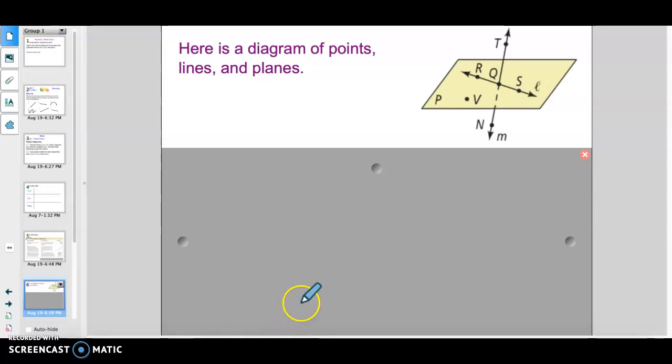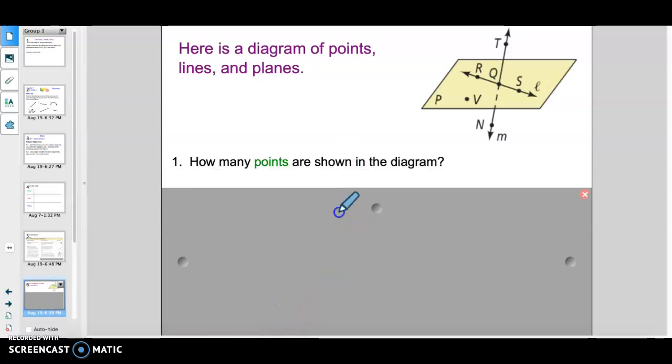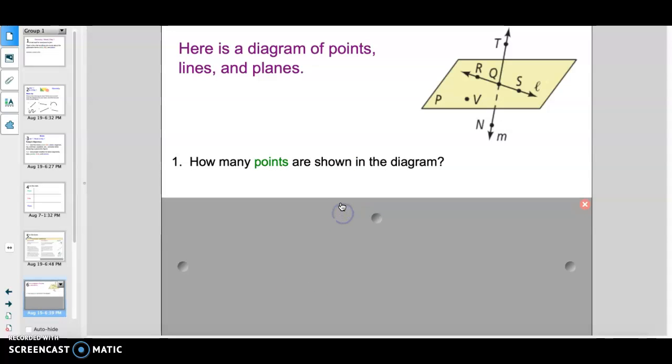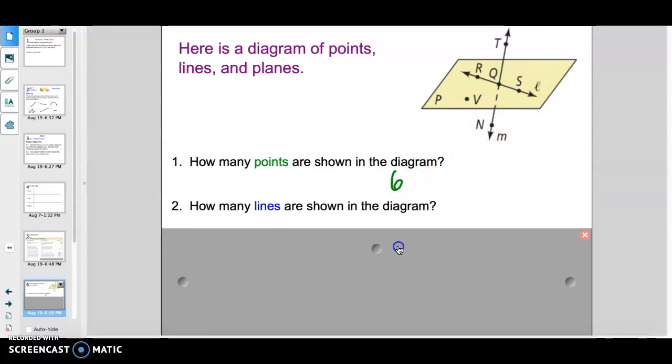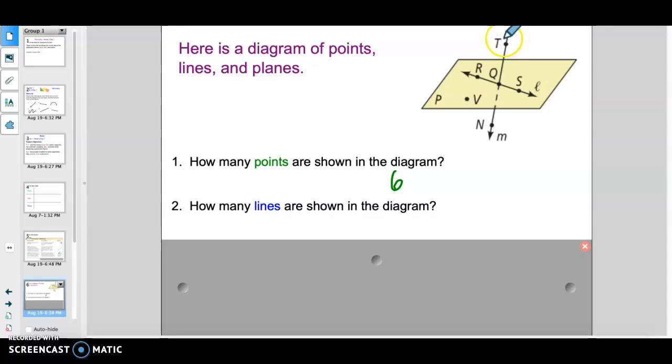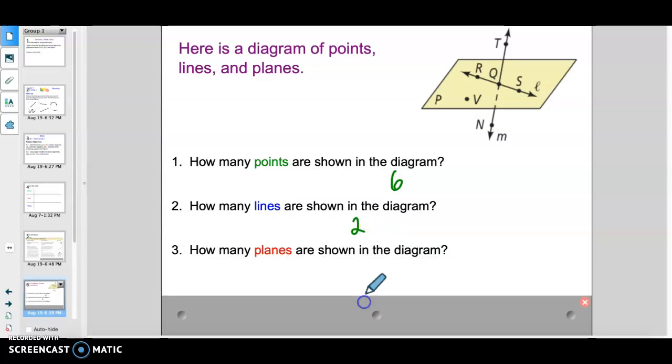So here's a diagram of some points and lines and planes. How many points are in the diagram? This is an activity we'll do in class, but you can count them: 1, 2, 3, 4, 5, 6. We've got 6 points in the diagram. How many lines are shown? We've got 1 line here and 1 line here, so we've got 2. Notice if the line is behind a plane, we're going to use a dotted line. That shows this plane is on top of where the line is, so the line is extending below it. And how many planes? We have that 1 single plane here.